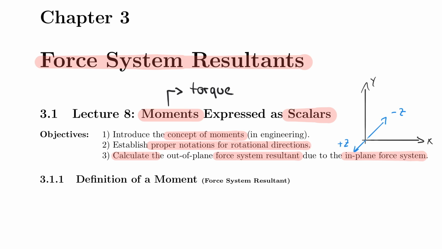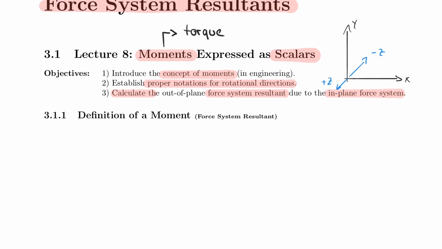And today we will only worry about in-plane systems, so X, Y. So we will ignore the third direction, because we will just assume that the force system resultant will be either positive or negative. And I will show you a trick that allows us to then state that as a scalar rather than a three-dimensional vector component. So let's get started and define a moment.